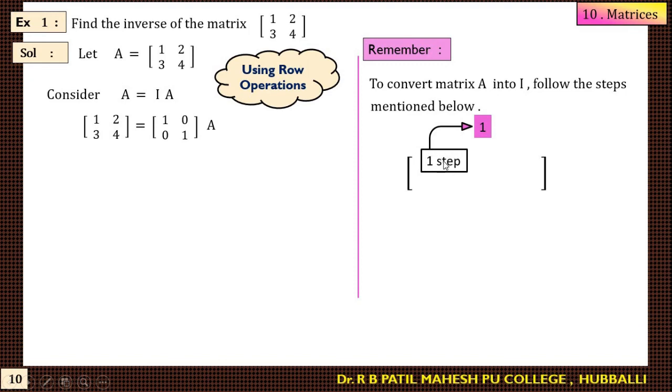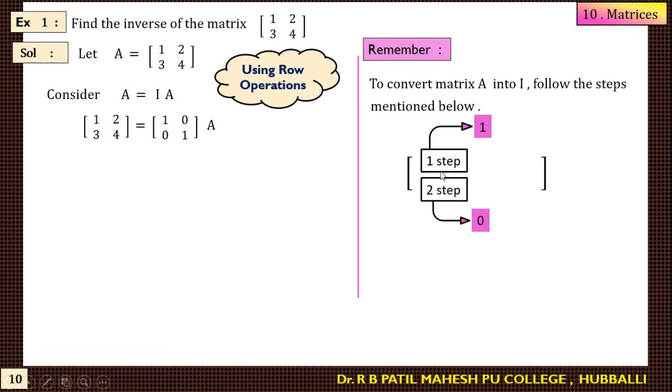Once again I repeat, what is the first step? The 1 1 position should get the element 1. If it is already 1, that step is skipped. The second step is this position element, you have to make it 0, that is the 2 1 position. How to make it 0, I will explain in this example.